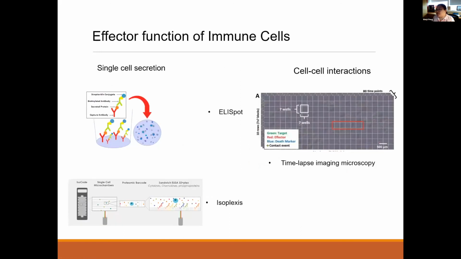Besides that, we also want to know the function of the immune cells. Traditionally, the typical approach is ELISpot, where we use an antibody and membrane to capture the cytokines or soluble factors that the cells produce. Recently, we got time-lapse imaging microscopy and IsoPlexis. Both of these can check not only how many cytokines the cells produce, but also the cytotoxicity of the immune cells.